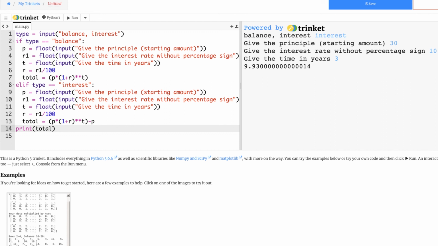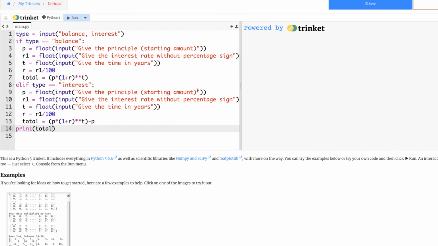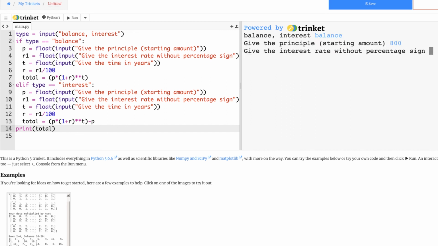And why not do a balance question as our last? 800, 3%, so 3, time in years, 2. So 848.72.